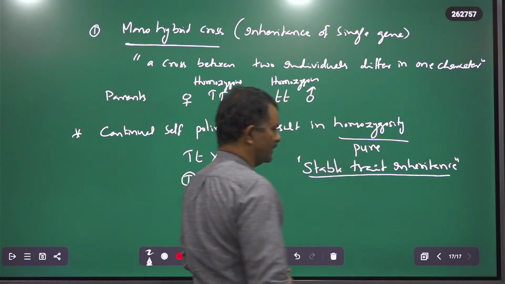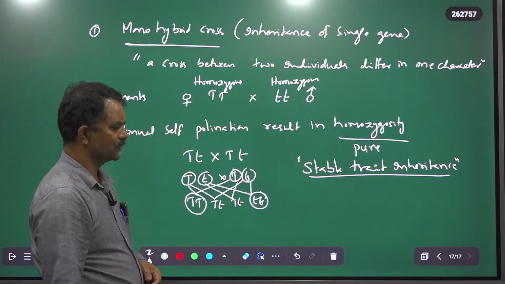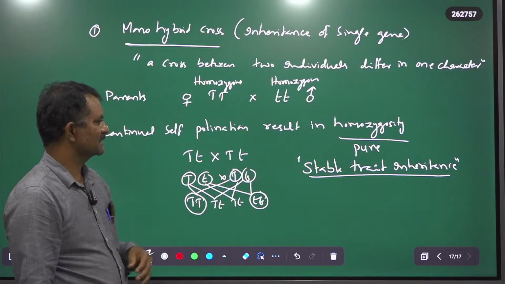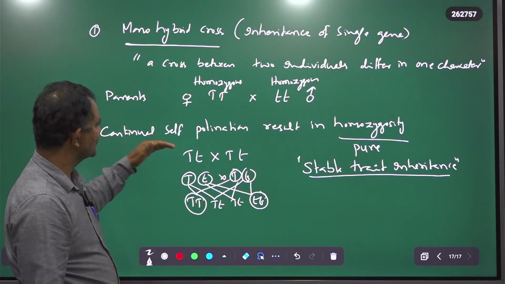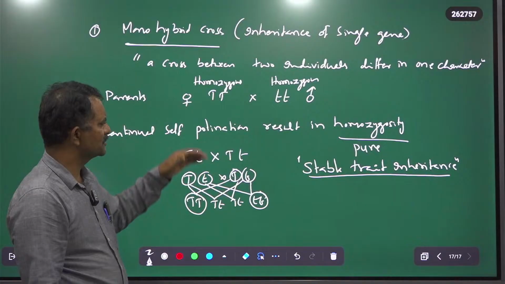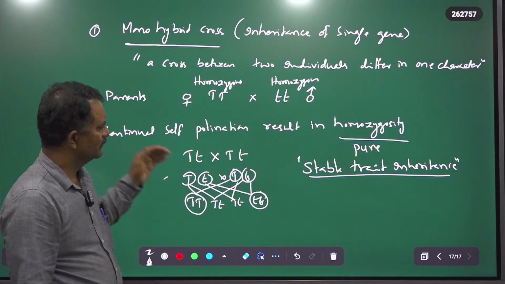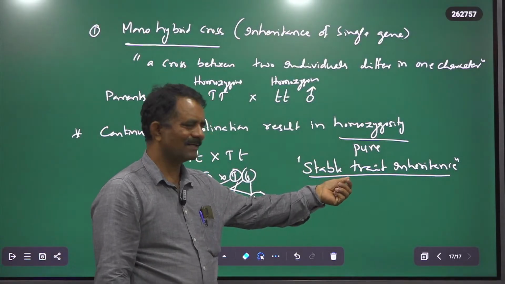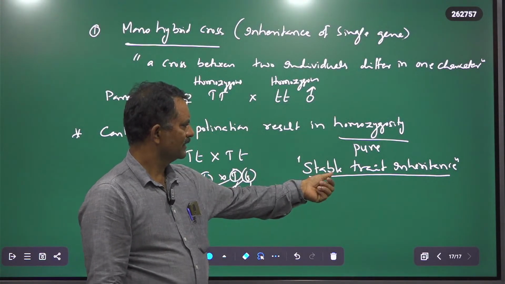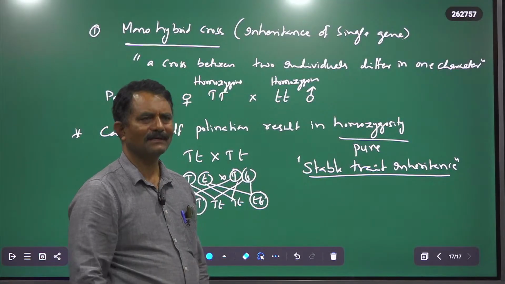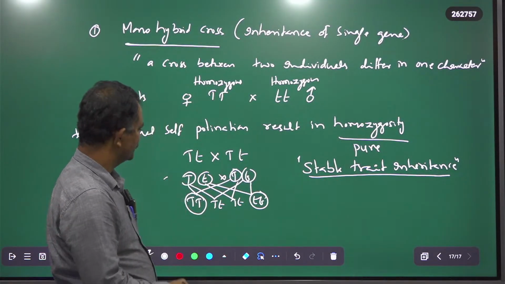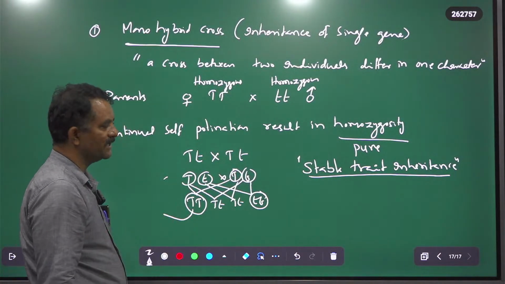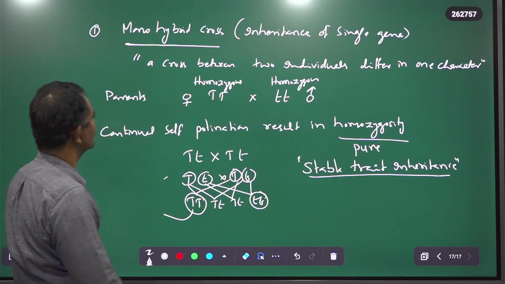Homozygosity continuing for several generations is called stable trait inheritance. That is because of continuous self-pollination. Because of continuous self-pollination, we can see the stable trait inheritance, nothing but homozygosity for several generations. So automatically we can select the pure plants as parents.